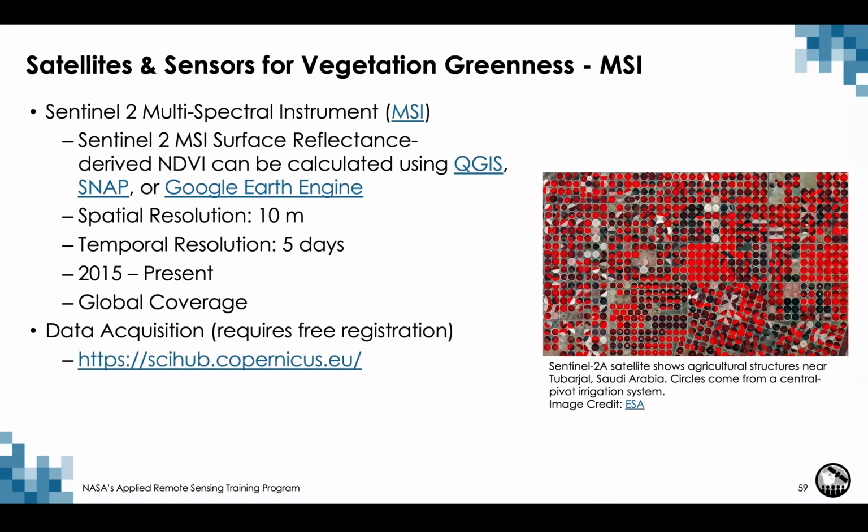The last option we'll discuss for deriving vegetation greenness from vegetation indices is from the multispectral instrument flown on Sentinel-2A and 2B. Vegetation indices can be calculated using QGIS, SNAP, Google Earth Engine, or other image processing software. The spatial resolution of these vegetation products from MSI is 10 meters, and the temporal resolution is 5 days with both satellites. The Sentinels provide global coverage from 2015 to the present.